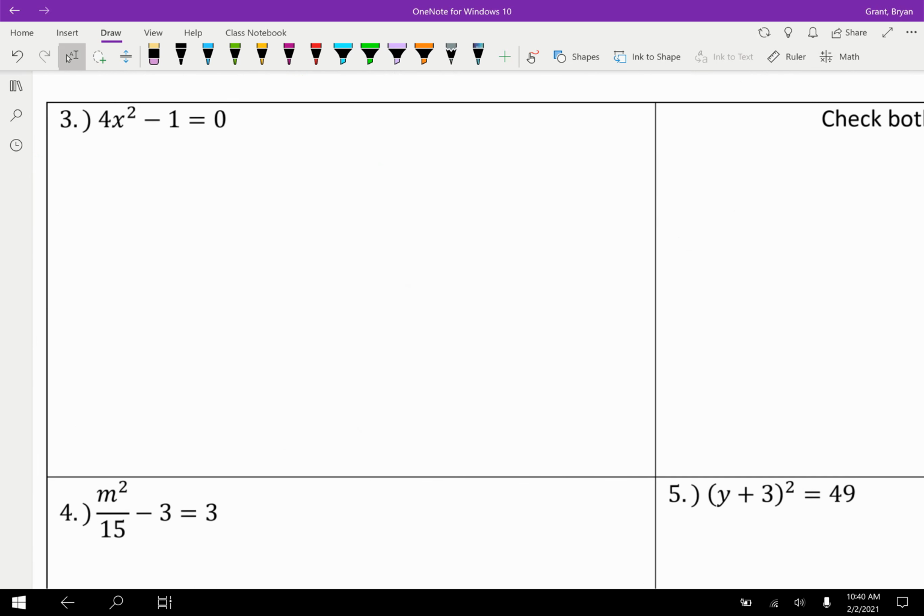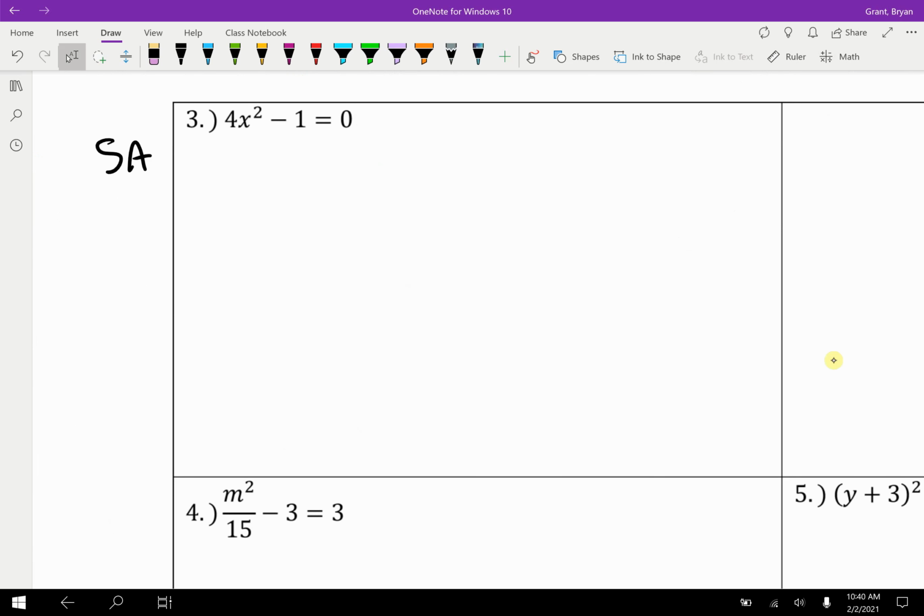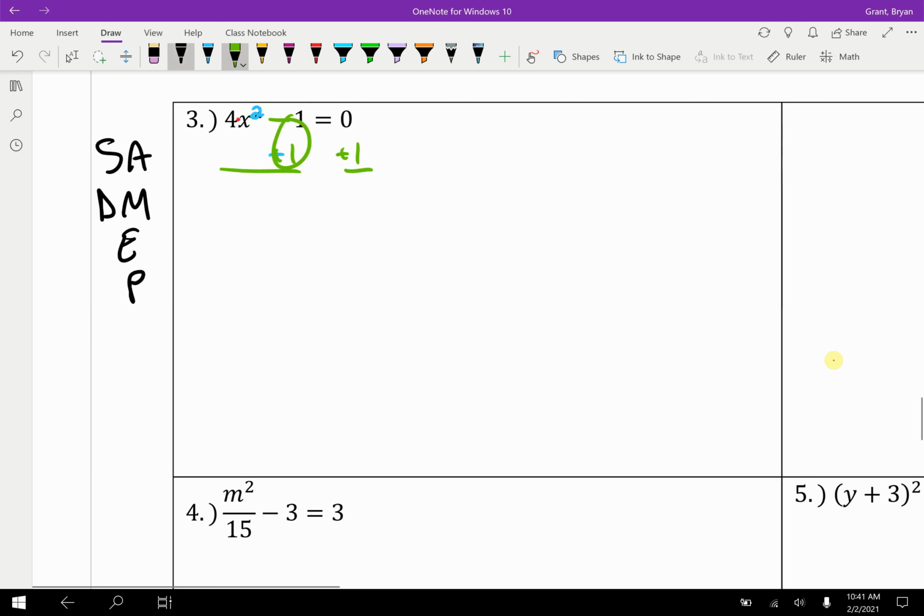Problem 3. 4x squared minus 1. I promised you I'm going to keep writing out SADMAP. I am. I think it's important you keep analyzing this problem. 4 is attached to x squared by multiplication, 1 is attached to x squared by subtraction, and 2 is attached to x because it's an exponent. So I see 3 numbers we need to undo. We undo subtracting 1 by adding 1 to each side. 4 times x squared equals 1. That took care of our addition and subtraction.